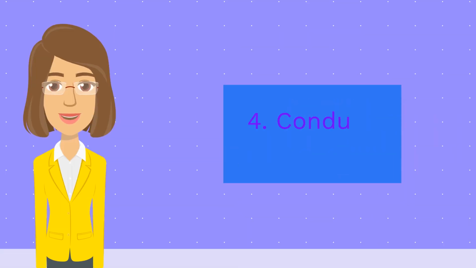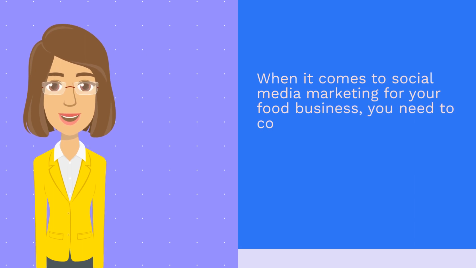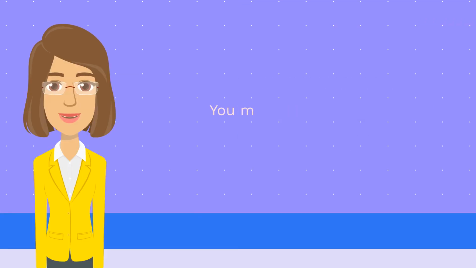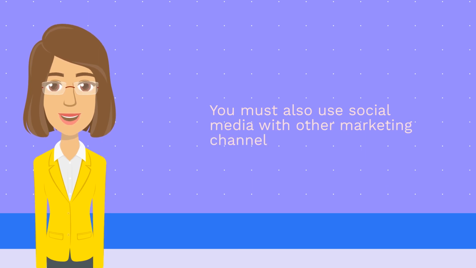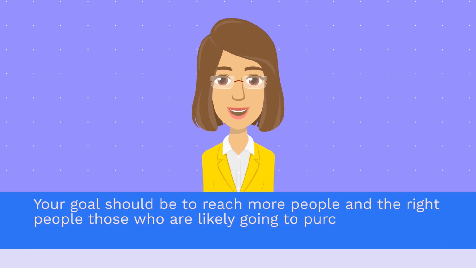4. Conduct research. When it comes to social media marketing for your food business, you need to comprehensively understand the industry before starting any campaigns. You must also use social media with other marketing channels, such as print and digital advertising. Your goal should be to reach more people, and the right people, those who are likely going to purchase or eat your products.